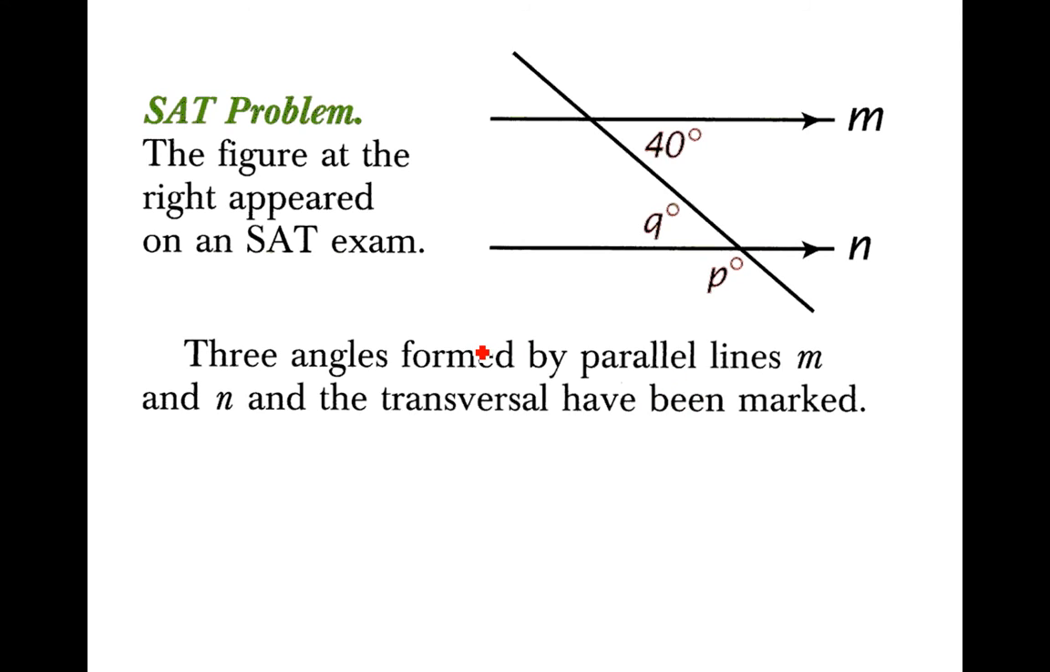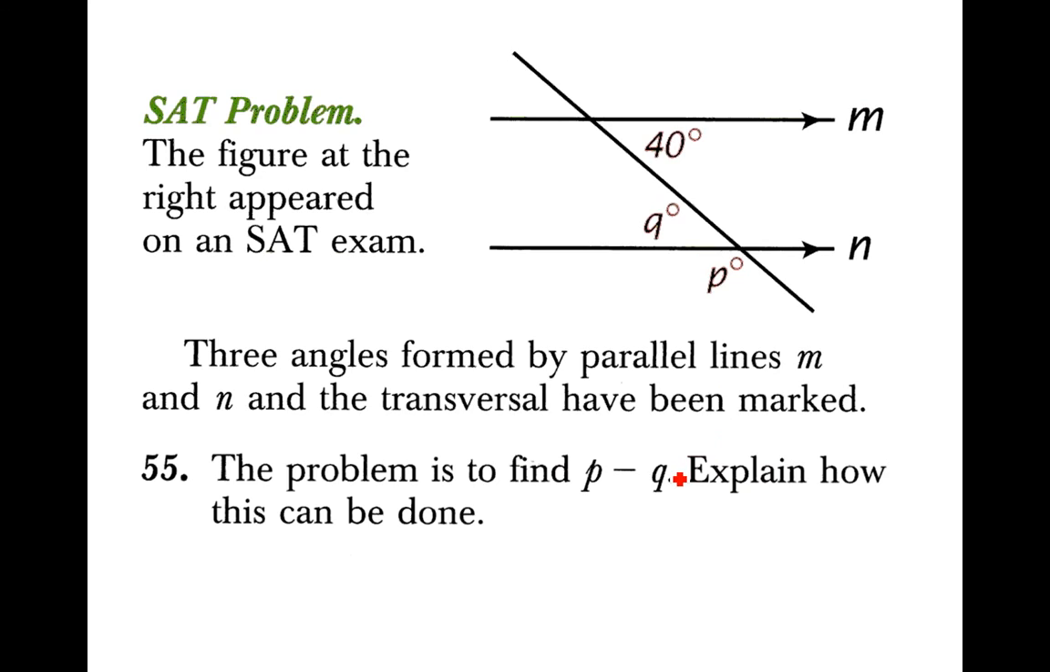SAT problem. Three angles formed by parallel lines M and N and a transversal. There you see them. There's a 40, angle Q and angle P. Problem is pretty simple. Or I mean, it's a one question. Find P minus Q. Be careful with this, all right? It's not hard, just be careful. Explain how you can find out the difference between P and Q, P minus Q. Obviously, you're going to have to find numbers for those first, and then subtract them to find them.